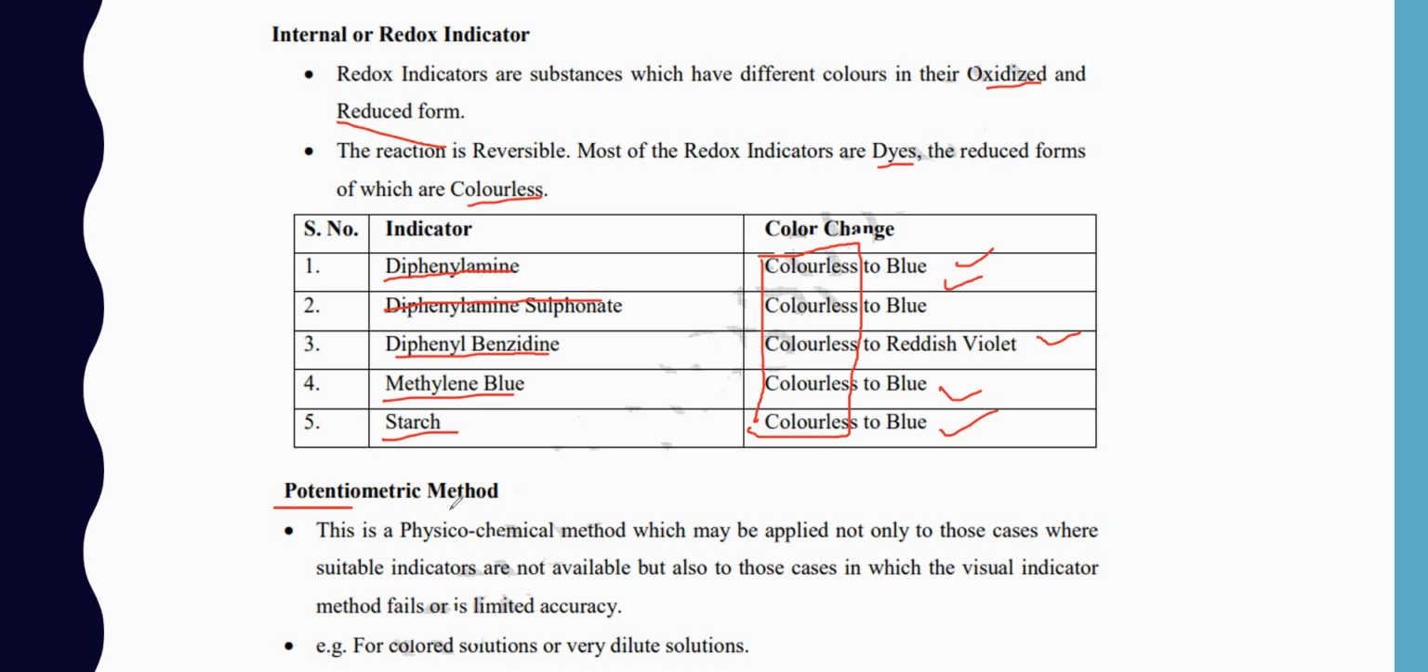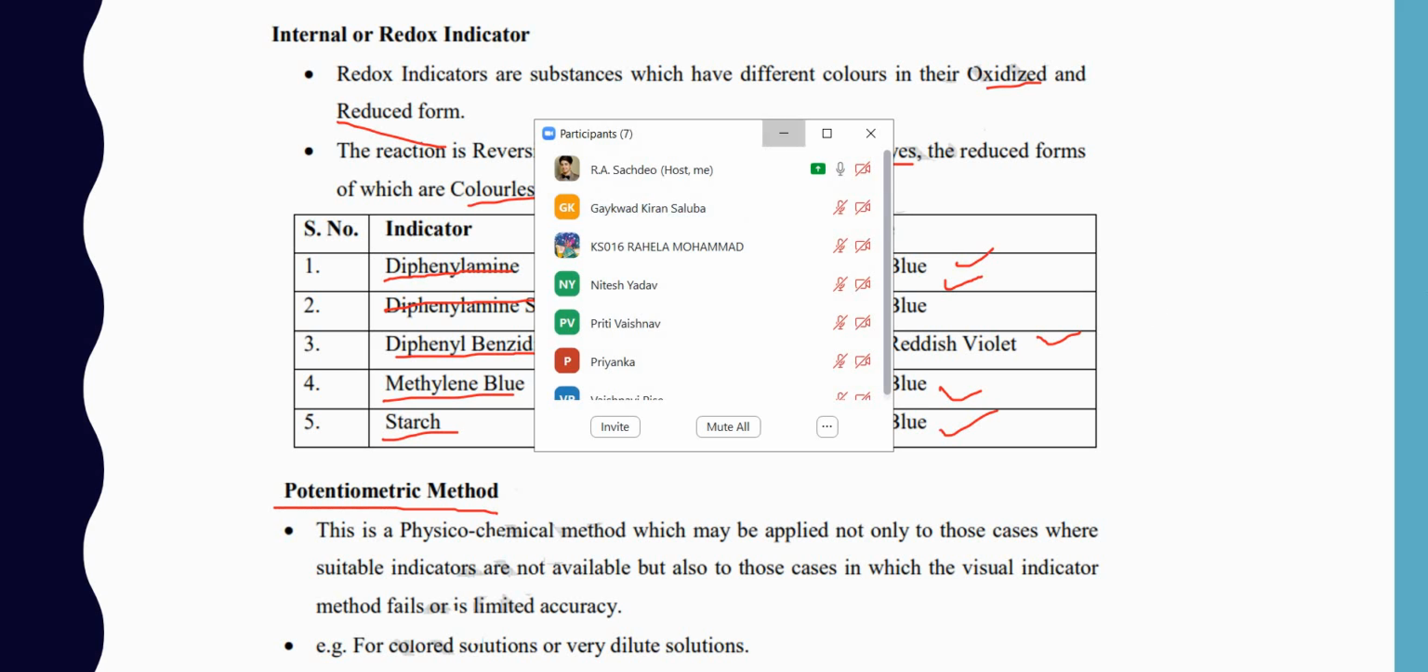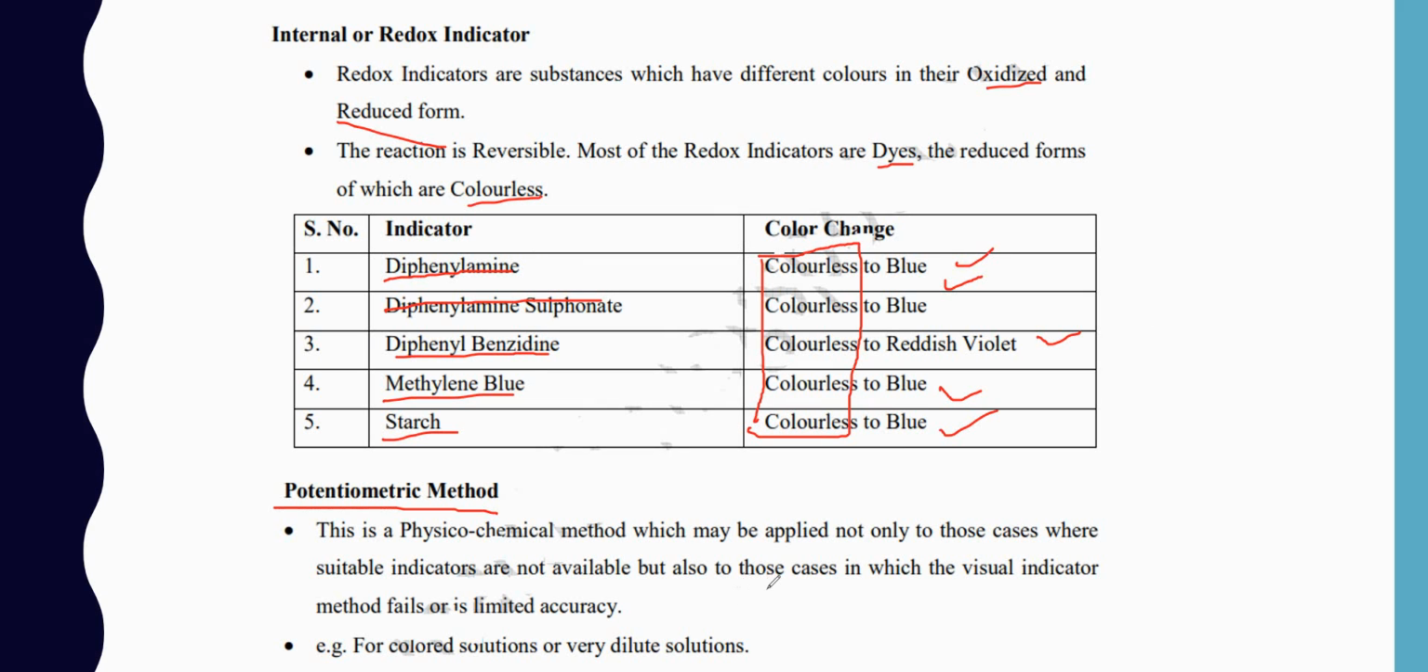Next, we have the potentiometric method for endpoint detection. This is a physicochemical method which may be applied not only to those cases where suitable indicators are not available, but also to those cases in which the visual indicator method fails or has limited accuracy.